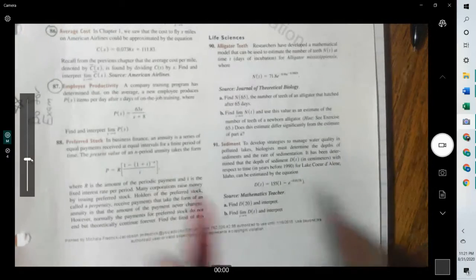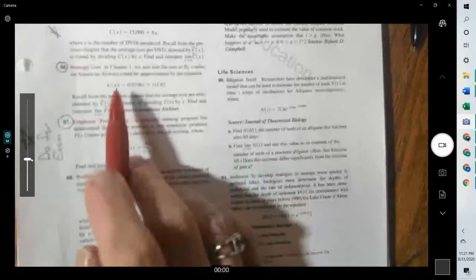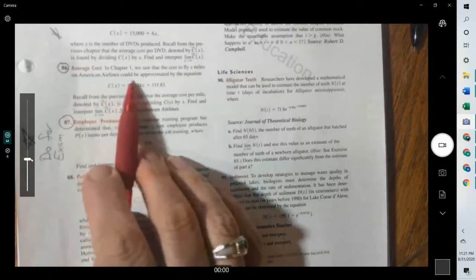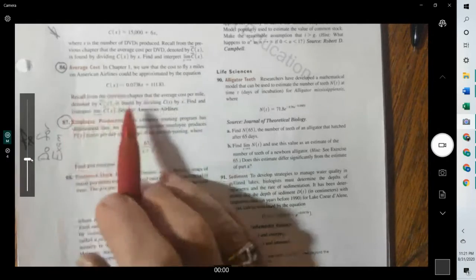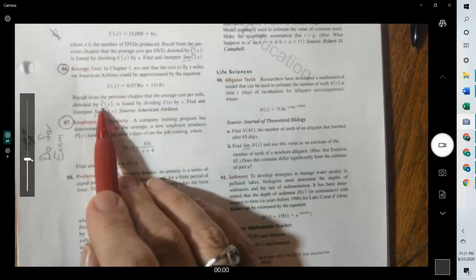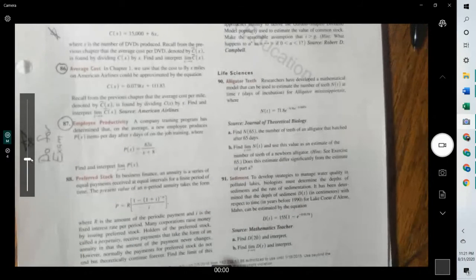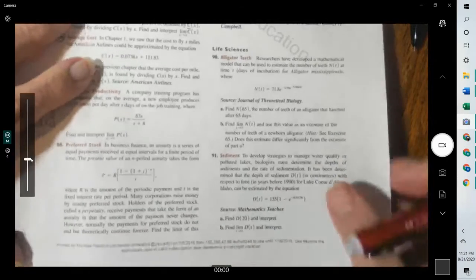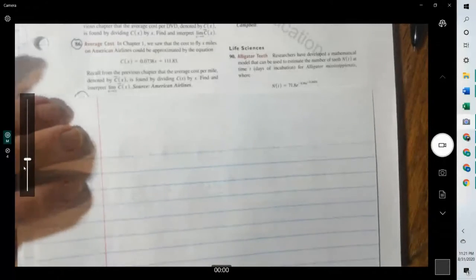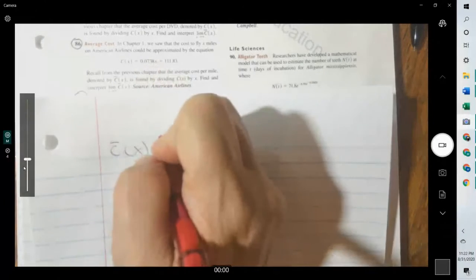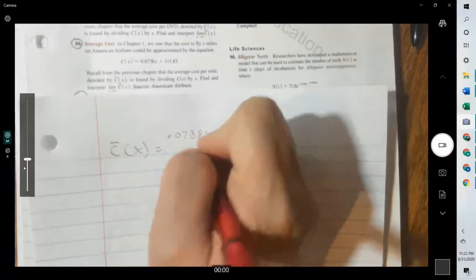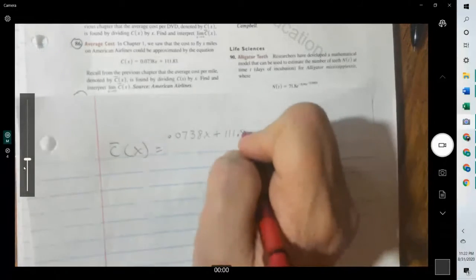Number 86. In Chapter 1, we saw the cost to fly x miles on American Airlines could be approximated by this equation. So C of x is cost, and x is miles flown. And we want to find average cost, and then interpret the limit as x approaches infinity. So first thing, find the average cost, C bar of x equals, take your function, 0.0738x plus 111.83 and divide by x.